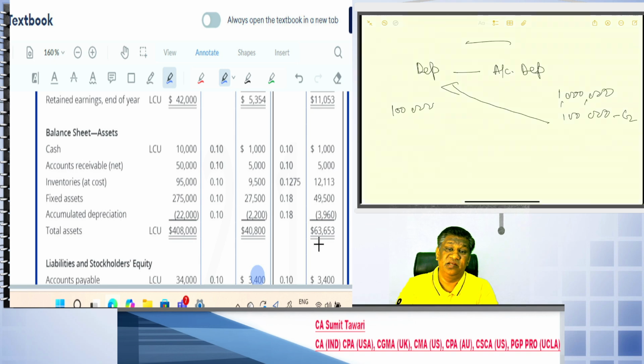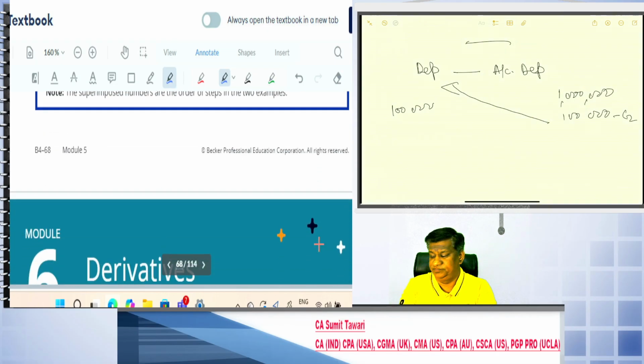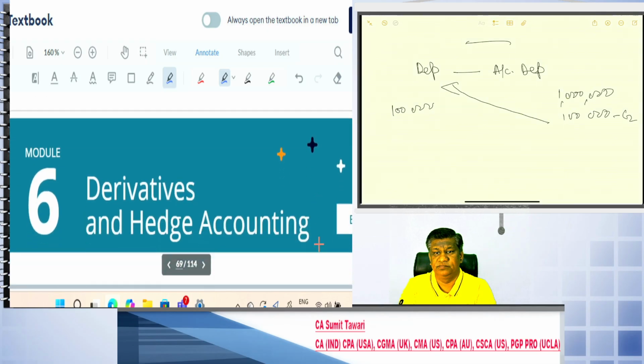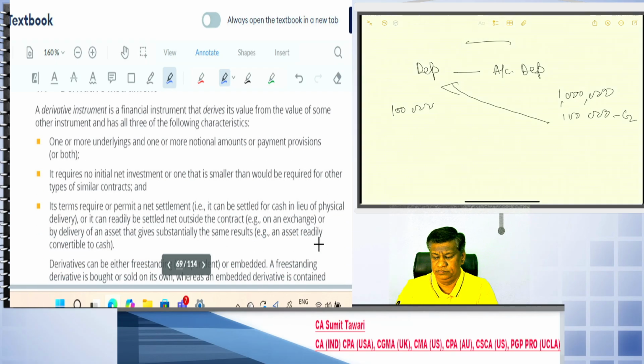In the translation method, for all income statement items we use the weighted average. For all balance sheet items, we use the current exchange rate. Only for the equity section do we use the historical rate. Clear? Any doubt? Okay.